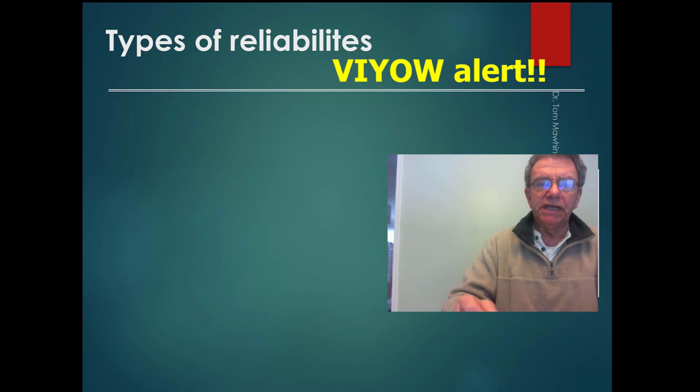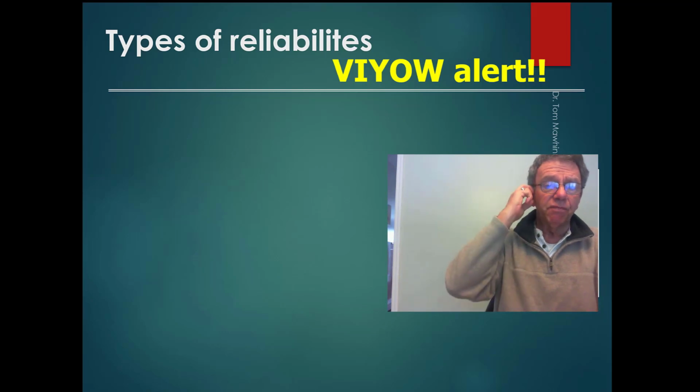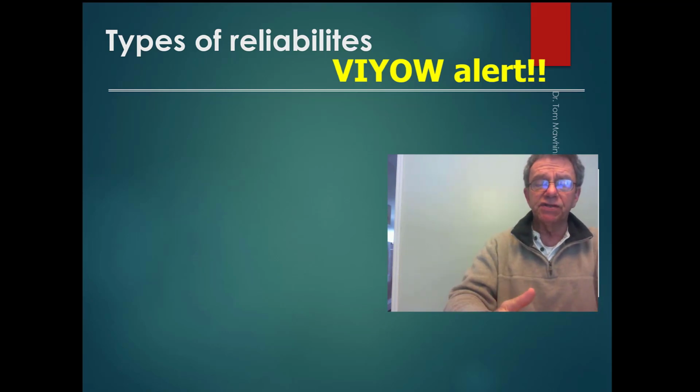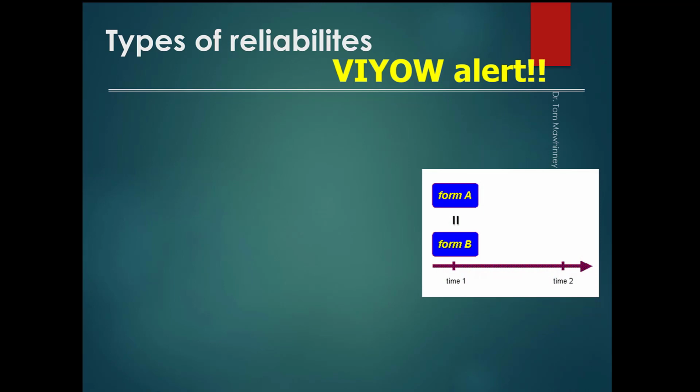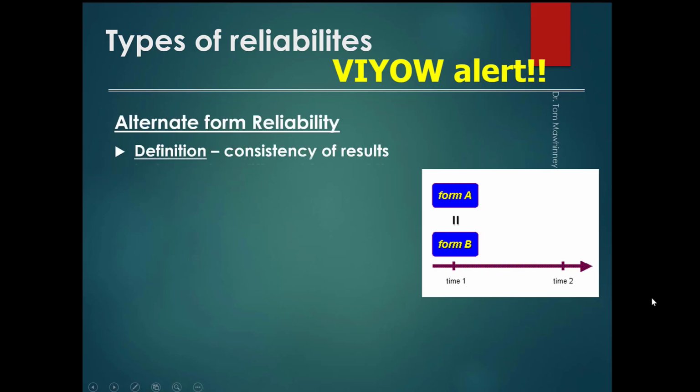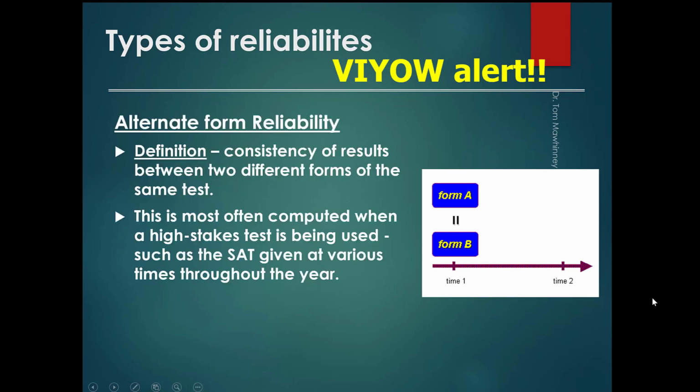Alternate form reliability is another form of reliability, one that you should be familiar with. It's important if an assessment consists of two or more forms, like the SATs or the GREs, which have many forms because people take them throughout the year. This is computed by giving the same group of students both forms and then comparing the results. This is important because many students retake them, as I said, to improve their scores.